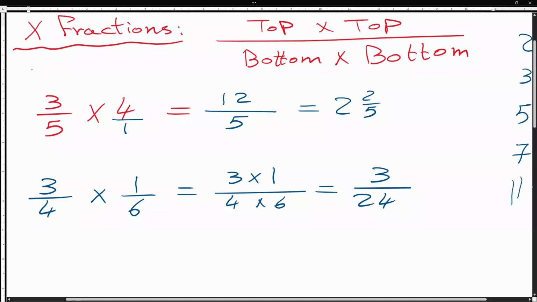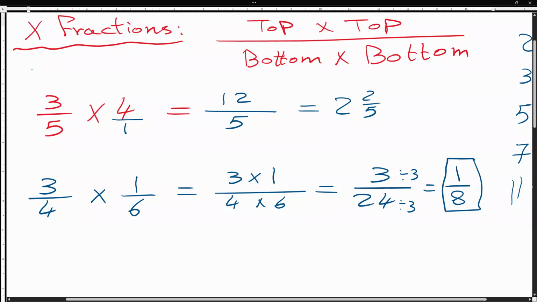Can I divide these two by 2? No. Can I divide these two by 3? Yes. So I'll divide this by 3. I'll divide that by 3. So this is 1 out of 24 divided by 3 is 8. So the answer for this question is 1 out of 8. Done.